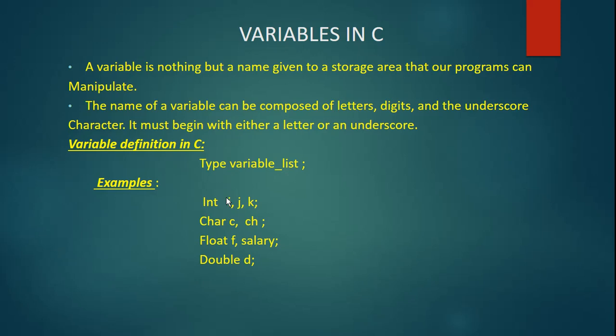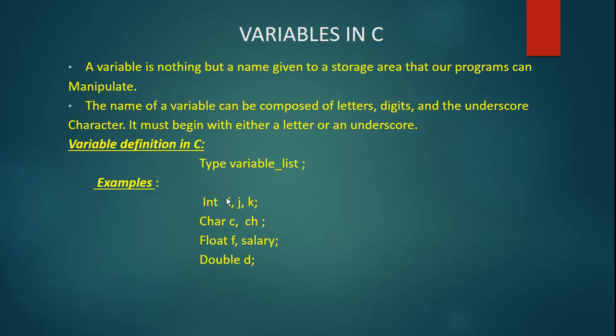What is meant by variable? A variable is nothing but a name. That is, a variable is a name given to a storage area. As soon as you declare the variable, we assign a name to it in order to access the storage area in our program, so that we can manipulate it. The variable name may be composed of letters, digits and underscore characters, or a combination of these. A variable must begin with either a letter or an underscore.